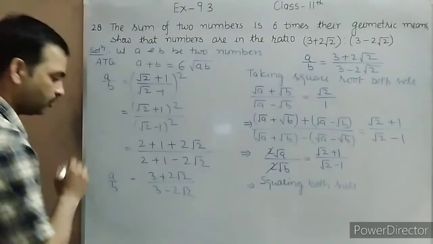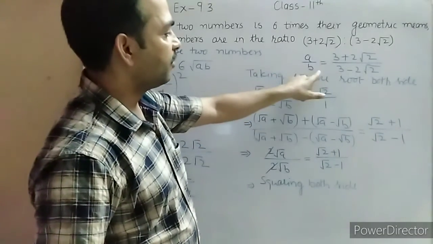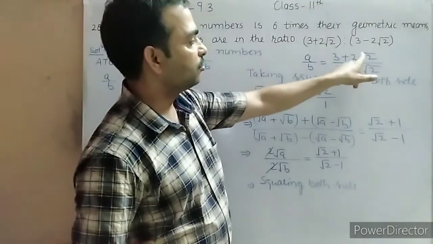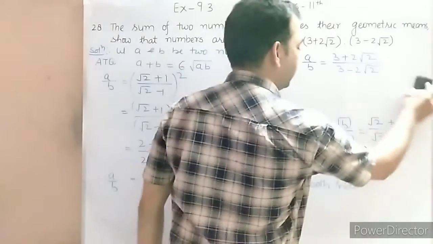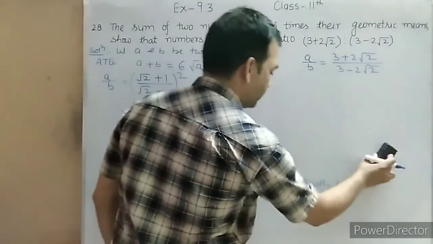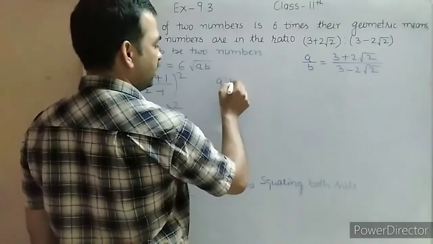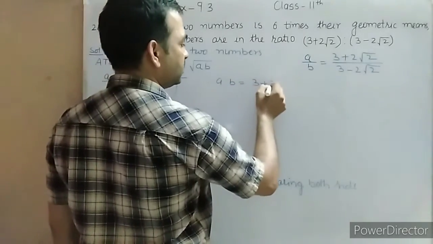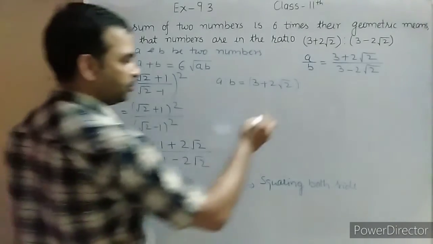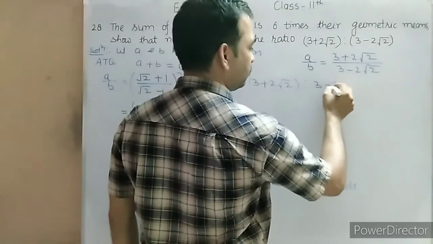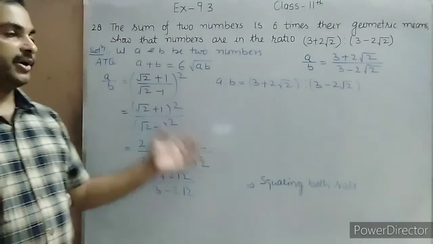Which is A by B. So the ratio of A and B, you can see here, is 3 plus 2 root 2 to 3 minus 2 root 2. So we can write it in ratio form like this. Therefore, A ratio B is equal to 3 plus 2 root 2 ratio 3 minus 2 root 2. So this is the solution of this particular question.